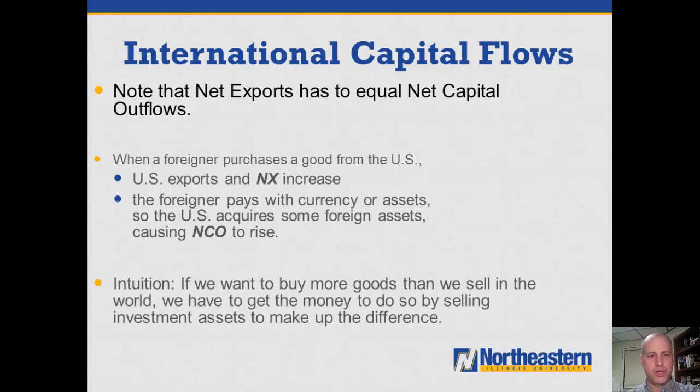When a foreigner purchases a good from the United States, our exports increase, and therefore our net exports increase. The foreigner pays with currency or assets, and so the U.S. acquires some foreign assets, which causes the net capital outflow to rise. This is the exchange of currency. The intuition behind this is that if we want to buy more goods than we're selling in the rest of the world, we have to get the money to do so by selling investment assets to make up the difference.